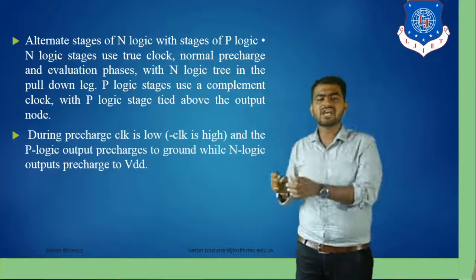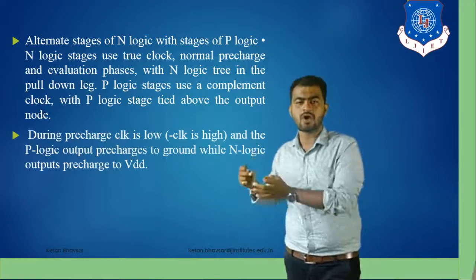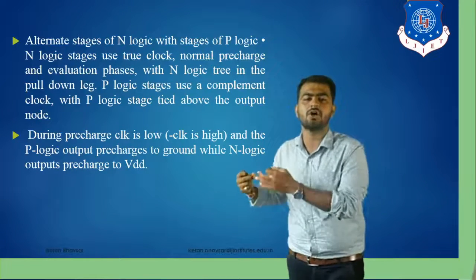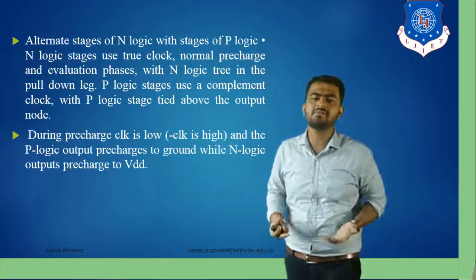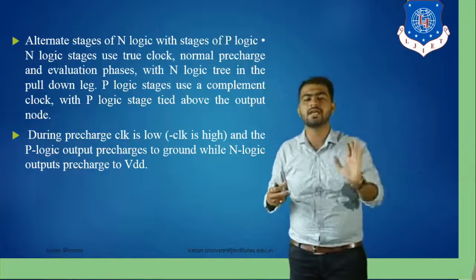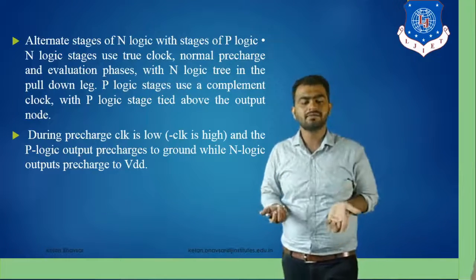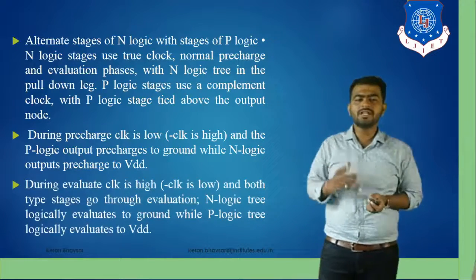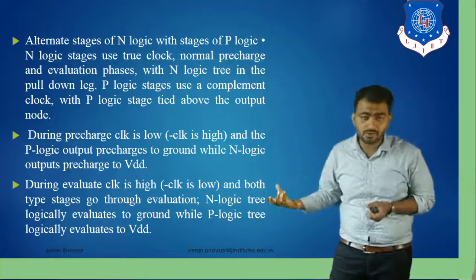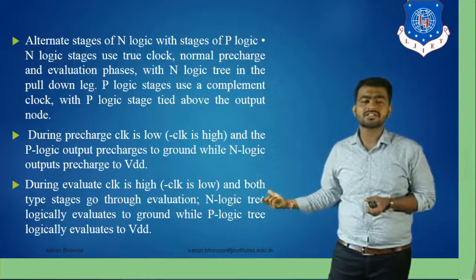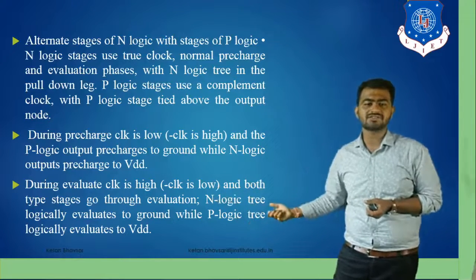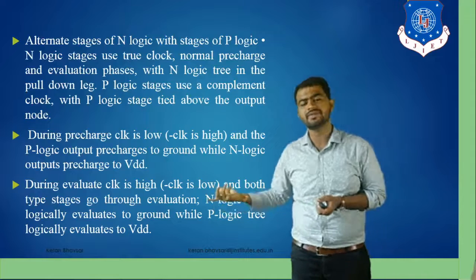So during the discharge, when the clock is low or clock is high, the P logic output discharges to ground, while the AND logic output discharges to VDD. Ultimately, when your clock pulse is going from high to low, low to high, ultimately one logic family can turn on and turn off. So during the evolution, the clock is high. Both types of stage go through the evolution process, and the AND logic tree logically evolves to the ground, while the P logic tree logically evolves to VDD.